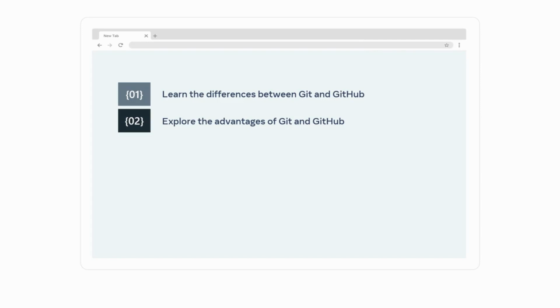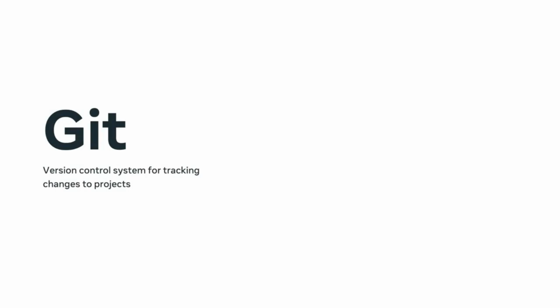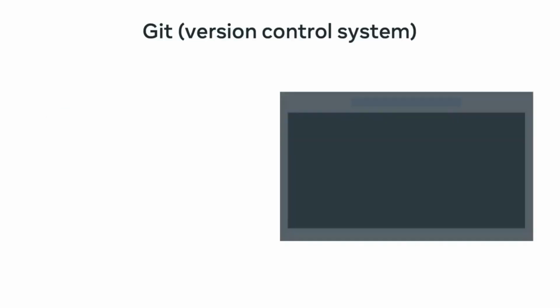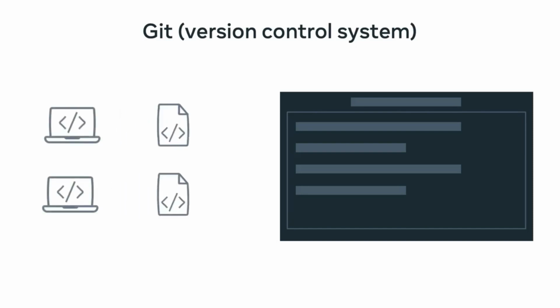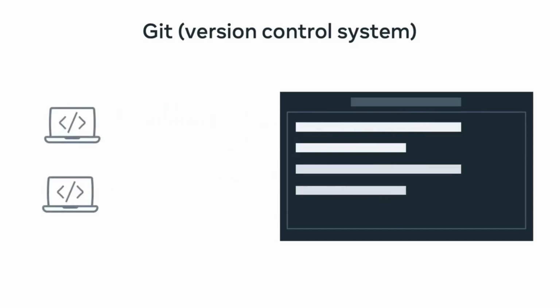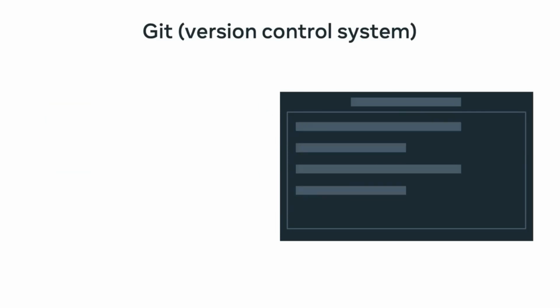Let's start off with Git. Git is a version control system designed to help users keep track of changes to files within their projects. Git was designed to address the challenges that its creator, Linus Torvalds, was having managing the development of the Linux kernel, the operating system for Linux. Linux has thousands of contributors who commit changes and updates daily. Git was designed to help with the challenge of tracking all these changes and updates.